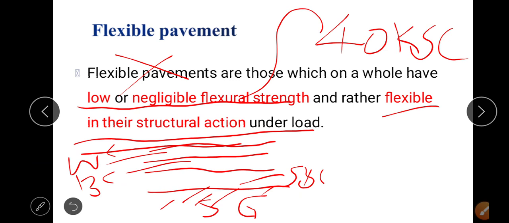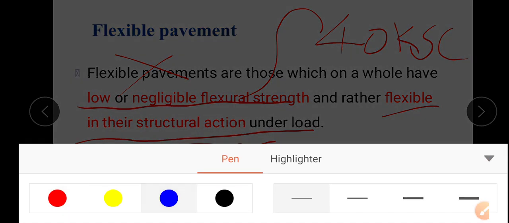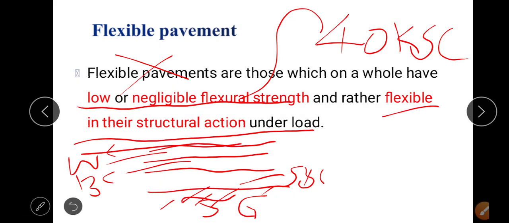Clear? Now, if any failure takes place here in the form of depression, for example, I will take another color pen, so that you yourself will appreciate and understand this. Suppose there is some depression caused due to heavy load traffic. The same depression will be reflected here, and ultimately will be reflected here at the surface course.